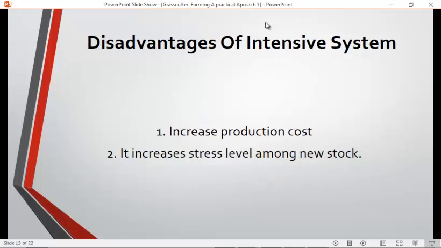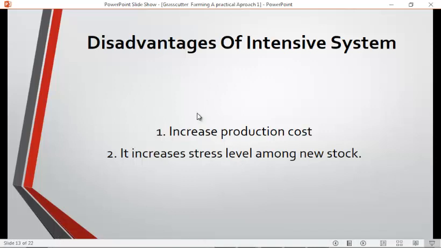The disadvantages of this one are that it increases the production cost, because you must make a facility for where they will stay, whether iron, brick or whatever, so it's a little bit expensive. Then it increases the stress level among the stock. When you stock your pen with new grasscutters, they become very agitated and try to run around, and because it's a confined area, you see them hitting themselves on the cages, which can increase their stress level.